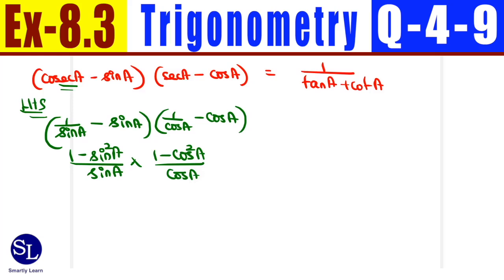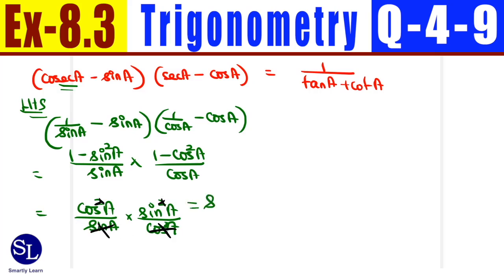So 1 minus sin squared A is actually cos squared A. So this becomes cos squared A by sin A into sin squared A by cos A, because it is the reverse order. So one cos squared A from the numerator and one cos A from the denominator, I can strike out. From sin squared A and sin A, I remove one. So the LHS is actually simplified as sin A cos A.